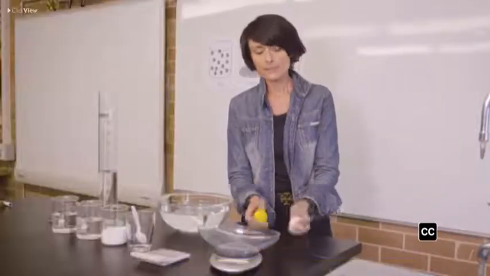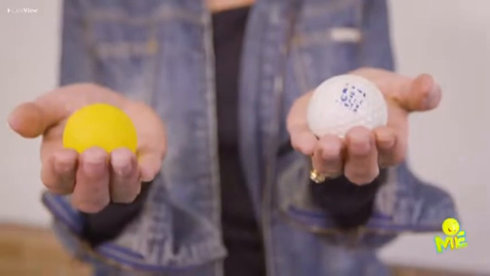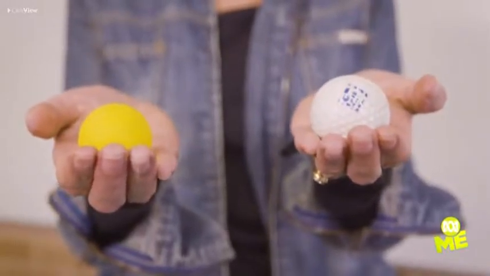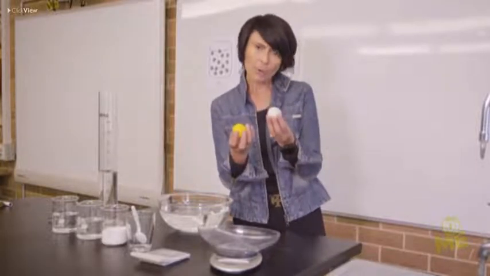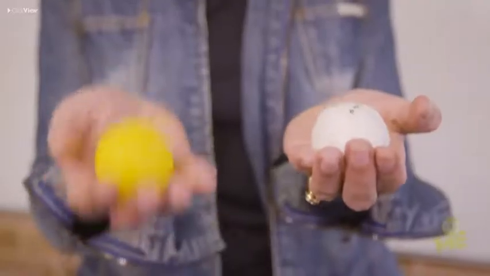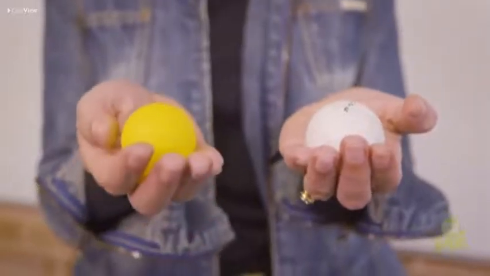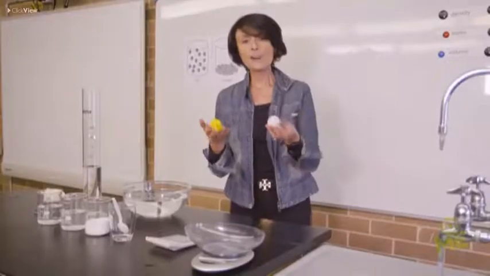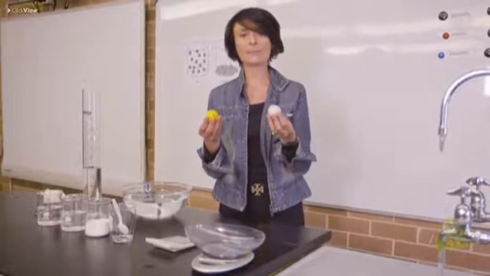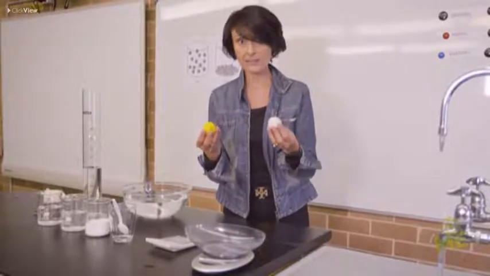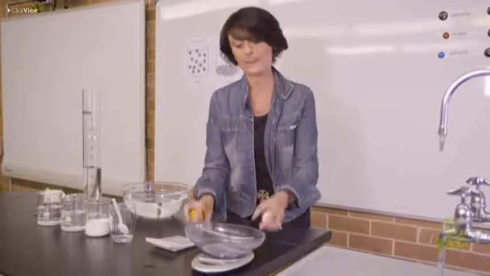I was wondering, why is it that a golf ball and a ping pong ball look similar in size, yet the golf ball is heavier than the ping pong ball? Why is one heavier than the other? If I place both of these balls into water, what do you think will happen? You can probably predict this, but let's do it anyway.